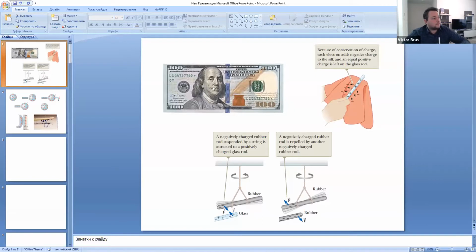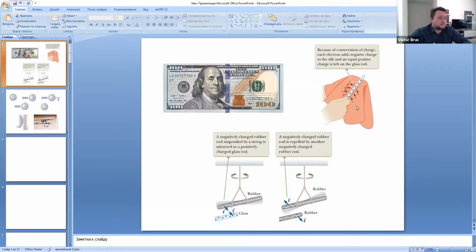So this guy, Benjamin Franklin, he is quite known. Everyone has seen this guy, but not everyone knows that he was actually a scientist. And he figured out that there are two types of electric charges.